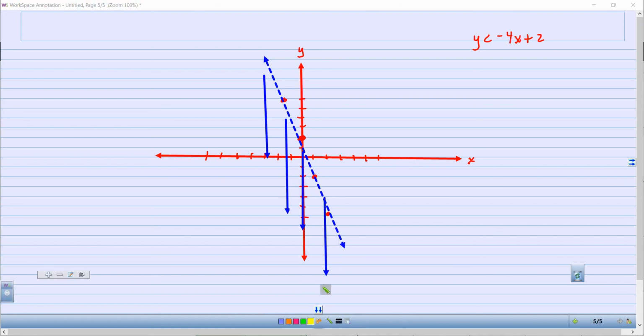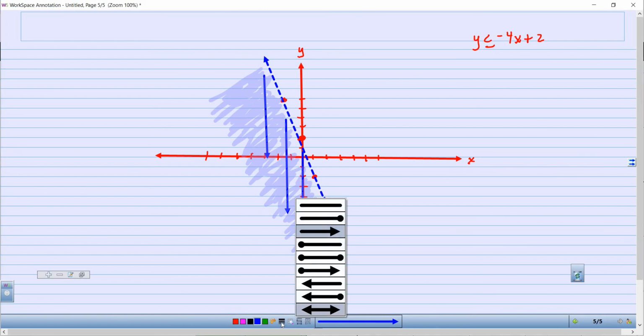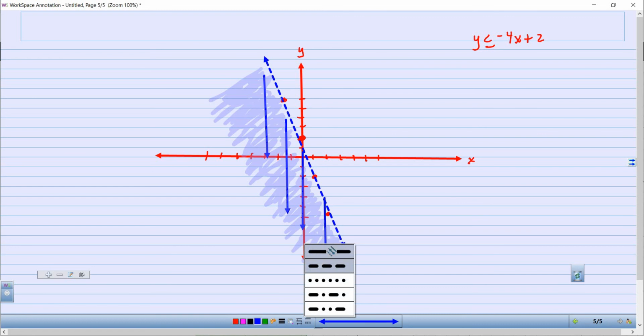So what we usually do is then we shade. We go like this. All right, and we say it is this area here below the line. Vertically, every solution is below the point on the line, right? And again, if I were to go ahead and make that a less than or equal to, then that line that I had would have to change to a solid line.